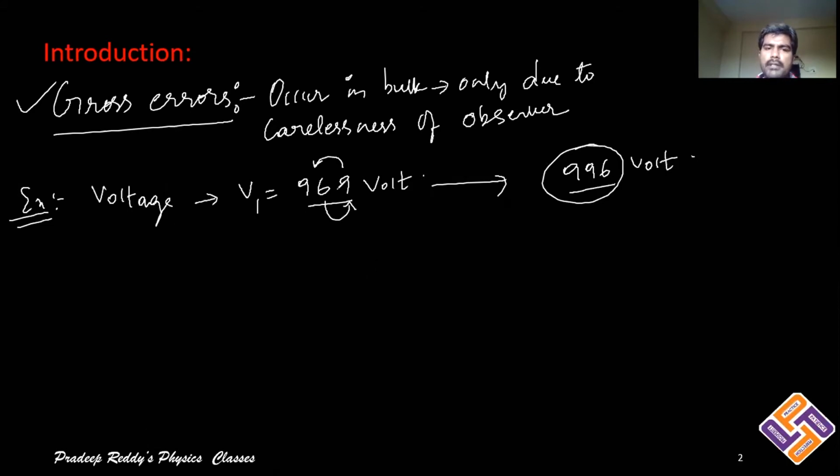Because of that, what has happened? 969 has become 996 volt, which is simply a bulk error observed. This is a very bulk error. See, 969 and 996, there is nearly a difference of 30. Such types of errors, because of carelessness of the observer, are gross errors, and these are simply due to a personal error. If the person who is doing the experiment makes such unnecessary mistakes, that encounters gross errors. Okay, so this is one example of gross error.